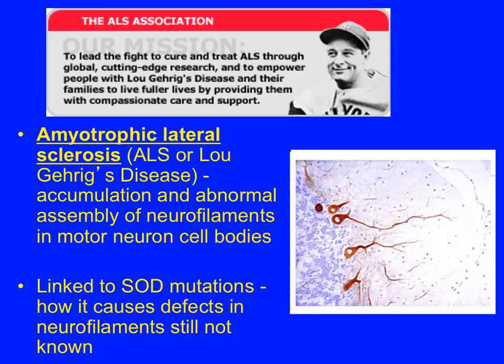So this is the ALS, right? Lou Gehrig's disease. I already told you he died because of neurofilaments that were important for motor neurons. And the interesting part of this is they've now linked ALS to mutations in SOD. Anybody know what SOD is? Superoxide dismutase. That's right.